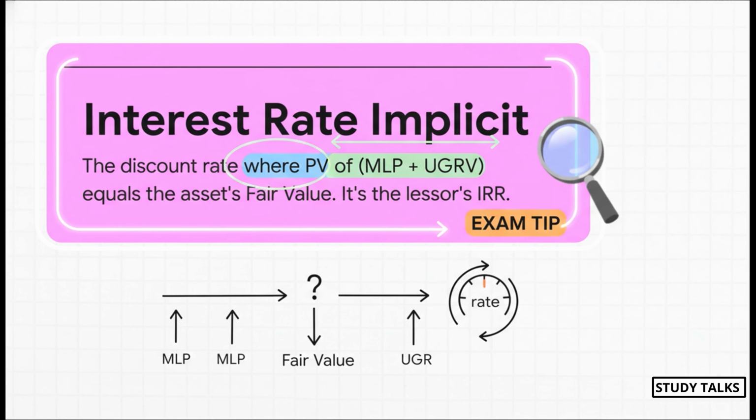The interest rate implicit in the lease is basically just the lessor's internal rate of return, or IRR. It's that one magic discount rate that when you apply it to all the cash the lessor expects to get, that's the MLP plus any UGRV, the present value of all that cash perfectly equals the asset's fair value today. If you can figure this rate out, it's the #1 choice to use in your calculations.